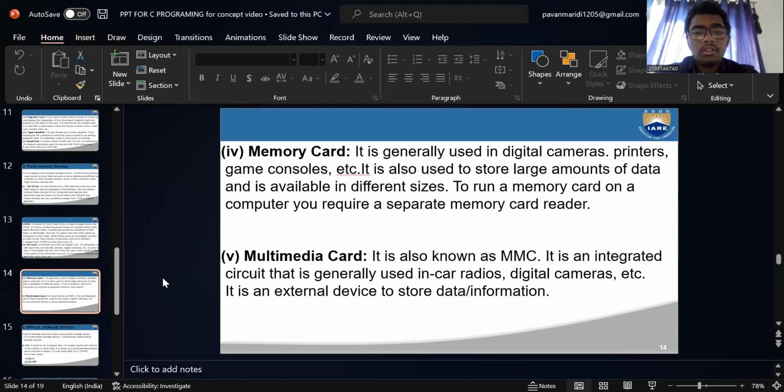Multimedia card. It is also known as MMC. It is an integrated circuit that is generally used in car radios, digital cameras, etc. It is an external device to store data and information.